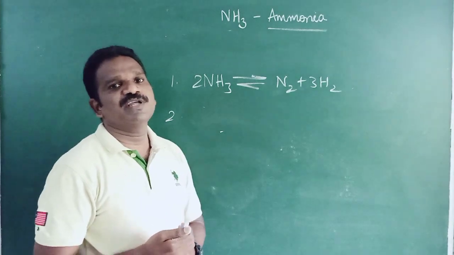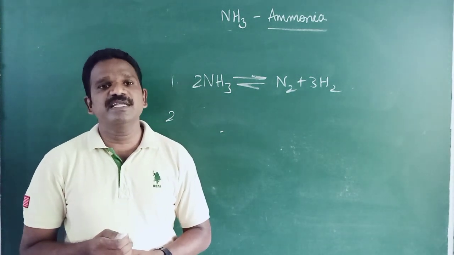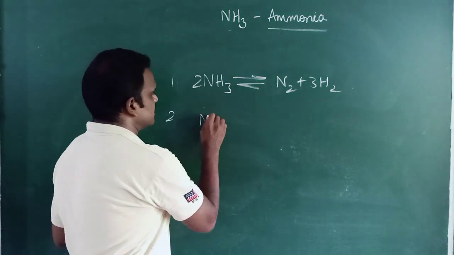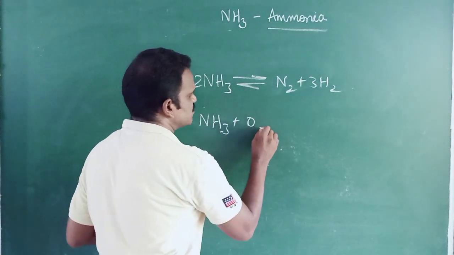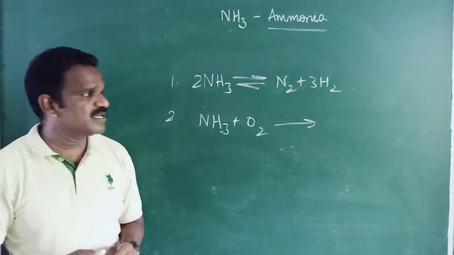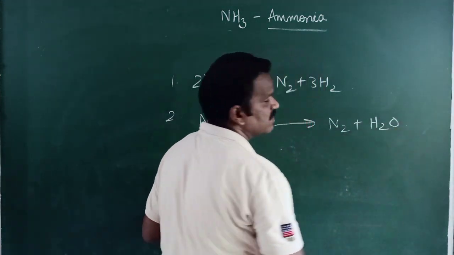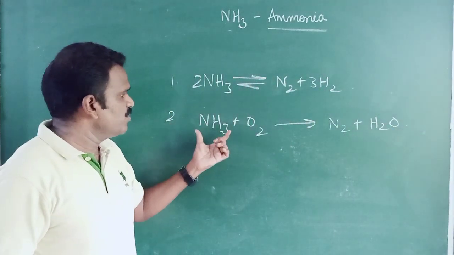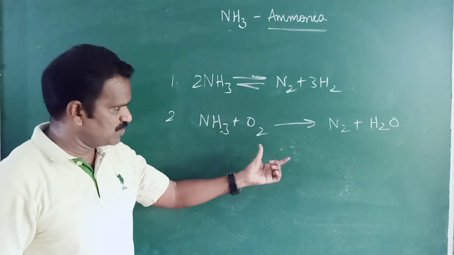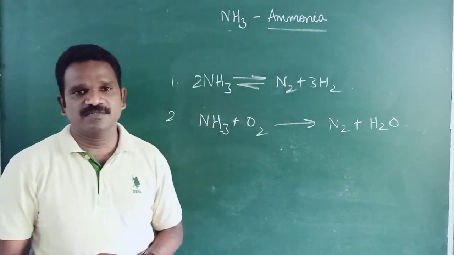Secondly, burning of ammonia in oxygen. What will happen when ammonia is burnt in oxygen? NH3 plus O2. When ammonia is burnt in oxygen, there will be a production of nitrogen and water. Very important equation. When ammonia is burnt in oxygen, what is produced? Reddish brown fumes of nitrogen and water.